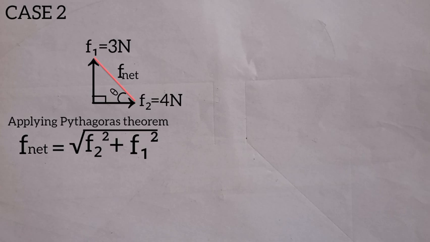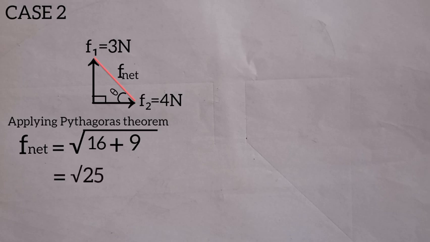Now, from here, we have the square root. Our F net is equal to the square root of F2 squared, which is 4 squared, plus F1 squared, and F1 is given as 3 squared. This gives us the square root of 16 plus 9, which is the square root of 25, which is 5 Newton, because we know the unit for force is Newton. So we have 5 Newton here.